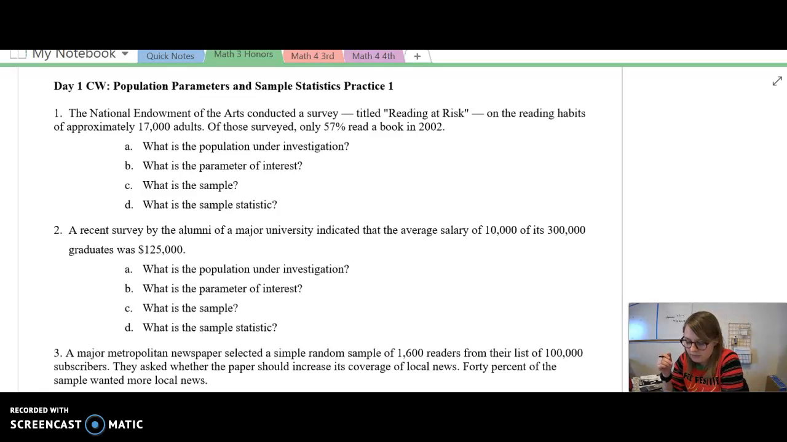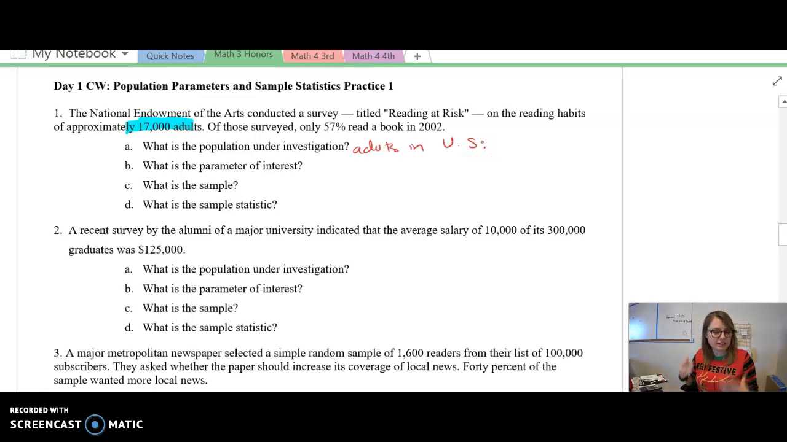So the National Endowment of the Arts conducted a survey titled Reading at Risk on the reading habits of approximately 17,000 adults. Of those surveyed, only 57% read a book in 2002. So what is the population under investigation? That would be the adults in the U.S. Okay, so we have adults in U.S.